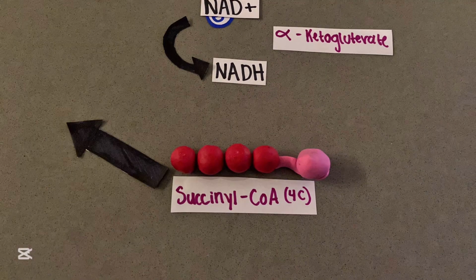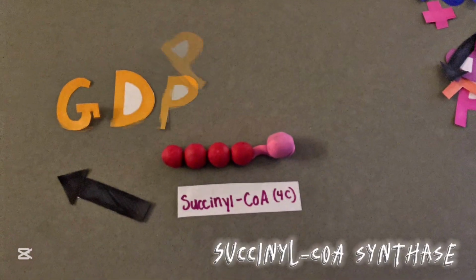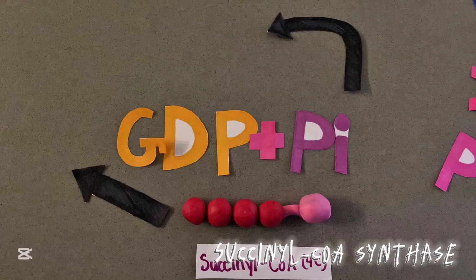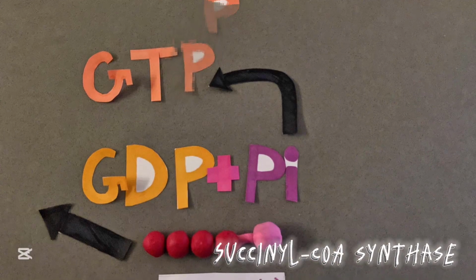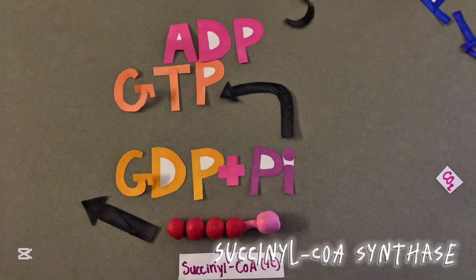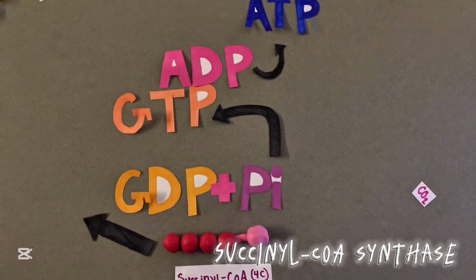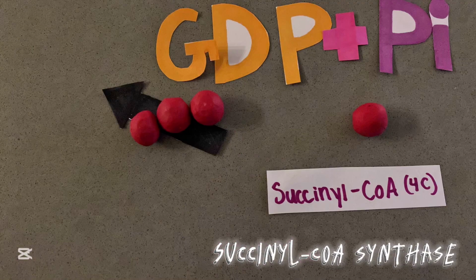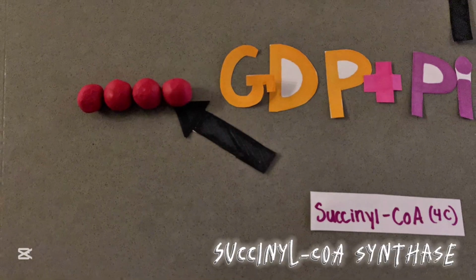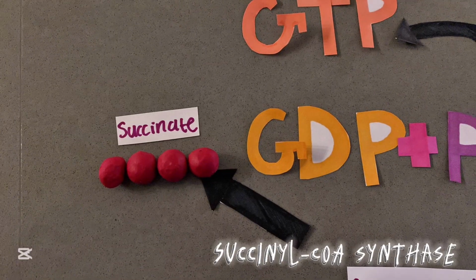Succinyl-CoA then gets converted to succinate through the enzyme succinyl-CoA synthase. Here, GDP combines with an inorganic phosphate, forming GTP. ADP then steals the inorganic phosphate group from GTP to produce ATP through substrate-level phosphorylation.